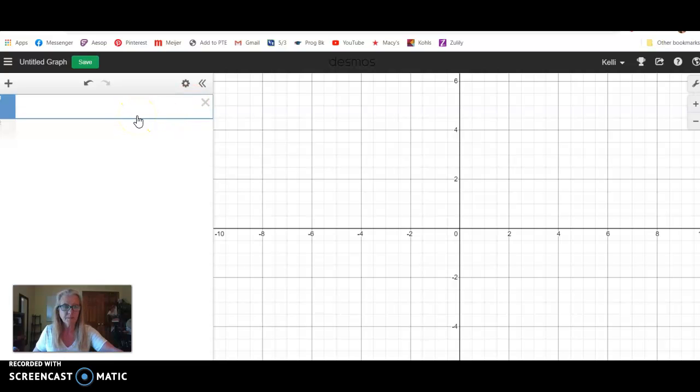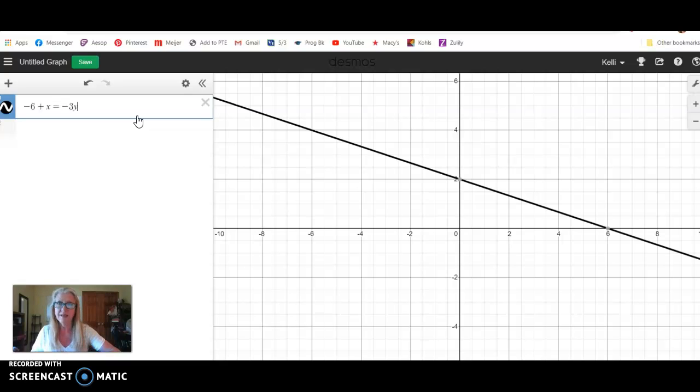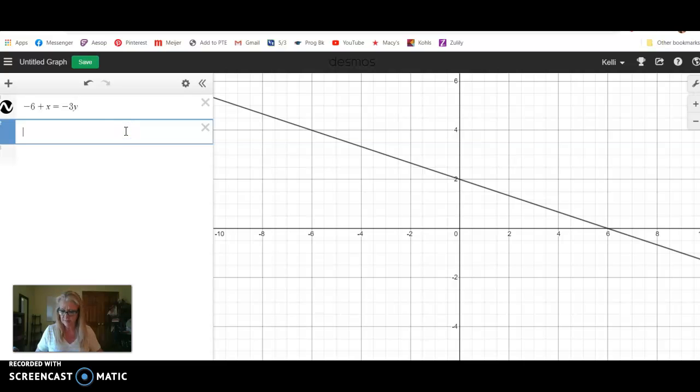Let's check these out. We have negative 6 plus x equals negative 3y. And Desmos can totally graph those, even though they're not in slope-intercept form. Desmos has got this figured out. You don't have to do the work. The second equation was even grosser. Is grosser a word? I don't know. Grosser might not be a word.